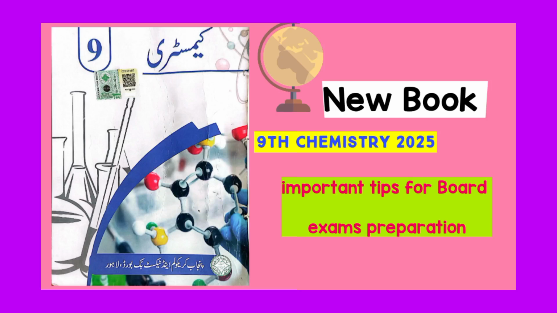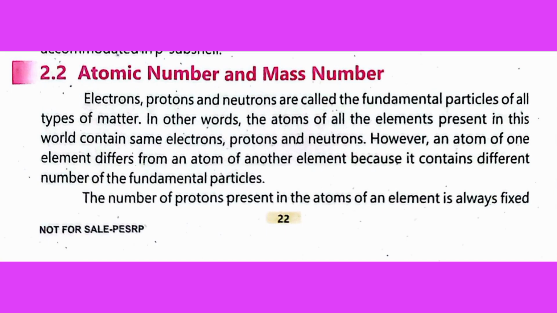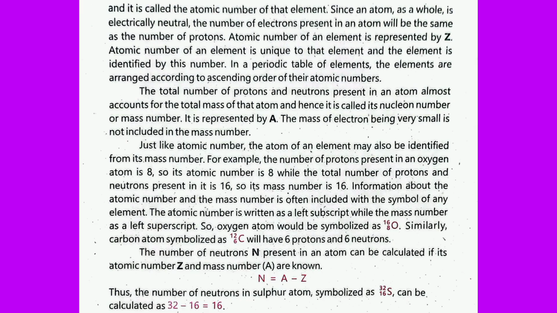Atomic number and mass number. Electron, proton, and neutron are called the fundamental particles of all types of matter. In other words, the atoms of all the elements present in this world contain the same electrons, protons, and neutrons. However, an atom of one element differs from an atom of another element because it contains a different number of the fundamental particles. The number of protons present in the atom of an element is always fixed, and it is called the atomic number of that element.